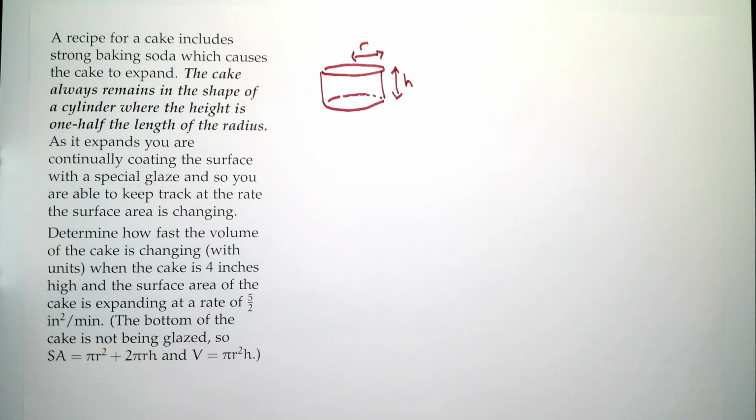Now, the problem here: determine how fast the volume of the cake is changing, and include your units, when the cake is 4 inches high and the surface area of the cake is expanding at a rate of 5/2 inches squared per minute. Now the bottom of the cake is not being glazed. That's hard to do when the cake is expanding. And so the surface area is pi r squared, that's the top of the cake, and 2 pi r h is the sides of the cake. All right. So we have some basic formulas already given to us.